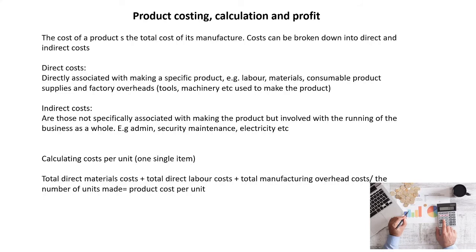Indirect costs are those that are not specifically associated with making that one product, but are involved in running the business as a whole, like the admin, security, maintenance, the electricity bill, and rent. So direct cost, indirect cost. What you need to do is calculate the cost per unit, one single item. It's the total direct materials costs, add that to your total direct labour costs, plus total manufacturing overhead costs, and divide it by the number of units made, and then you get the cost of one particular unit.